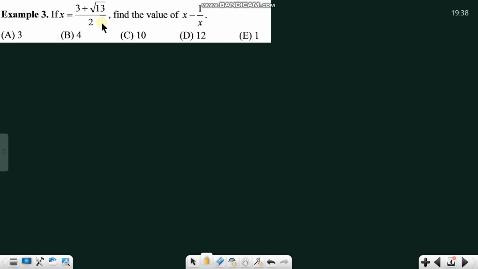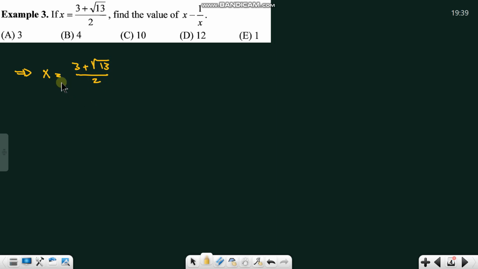Good. So guys, in here we have two ways to solve it. One of the ways is to use this one in order to find this one. So what do I have as a given here? I have x equals (3 plus square root of 13) over 2.